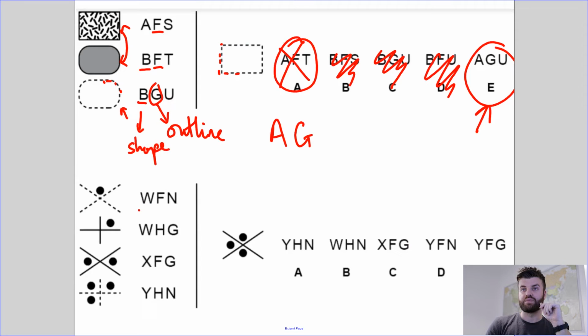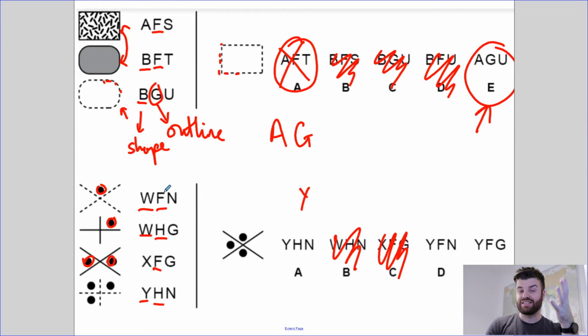Let's look at the bottom one. W and W. What's the same about those 2 shapes? They both have 1 circle. X must mean 2 circles, and Y must mean 3 circles. Our shape has 3 circles. I'm going to put Y and get rid of those answers. Next letter. I'm working quickly now as we're getting the hang of it. F and F. What's the same about those shapes? H and H, what's the same about those shapes?